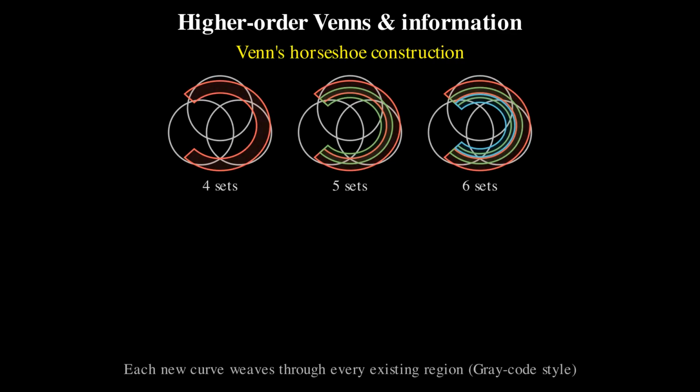Venn also gave a construction for any number of sets: keep the classic 3 circles, then weave a horseshoe curve through every region, then nest another horseshoe inside, and so on.